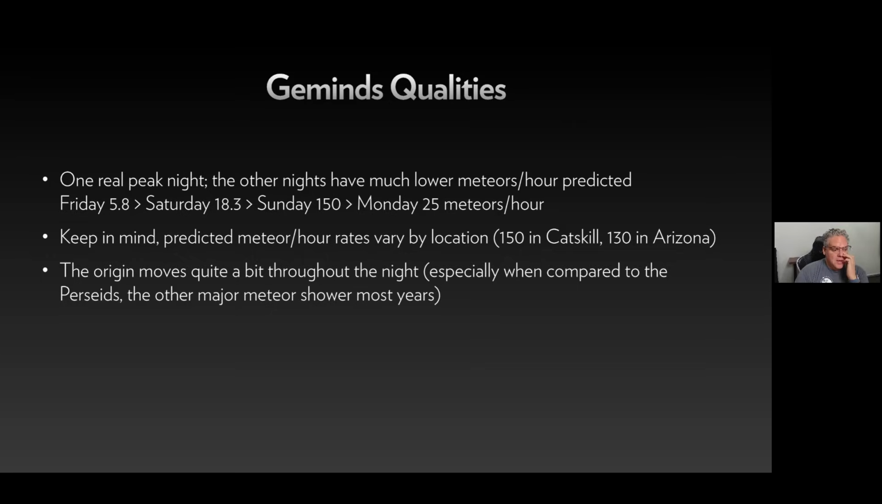So the qualities of the Geminids are this. There's really only one peak night. The other nights have much lower meteors per hour. I just said that, but I wanted to put it in words here. Keep in mind that the predicted meteor hourly rate changes by location. In Catskill, it says 150. Sometimes I get 150 down in Arizona, where we'll be with Monument Valley. Sometimes I got 140, 150.